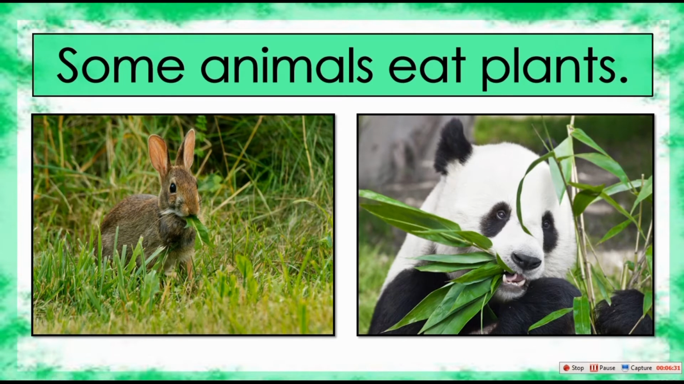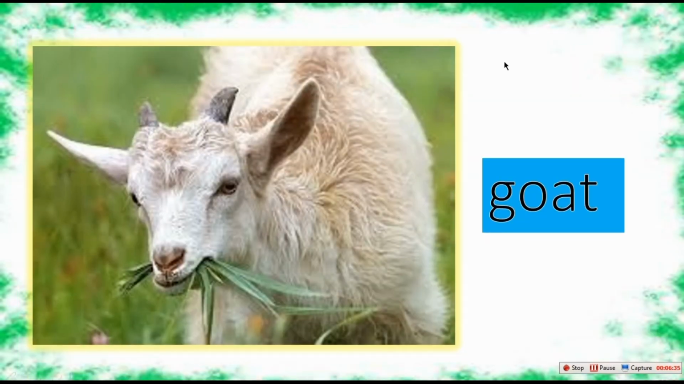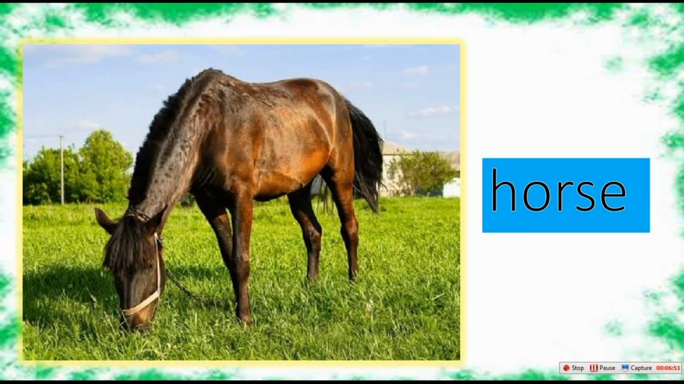Next, a panda, and some other animals. I have here a goat. How do we spell the word goat? G-O-A-T, goat. Goat also eats plants. Next, horse. Horse. How do we spell the word horse? H-O-R-S-E. Horse. So horse eats grass.